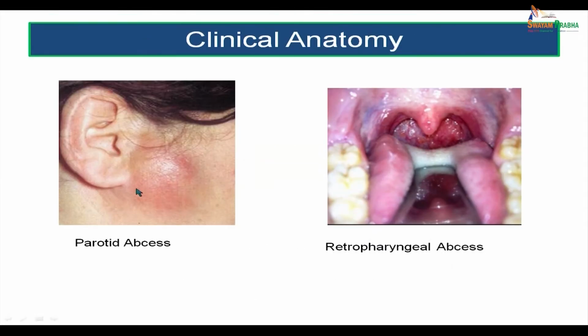In the first picture, you can see a large reddish colored area. This is a parotid abscess. In the second picture, you can see a swelling in the region of the oral cavity called the posterior pharyngeal wall. This is a retropharyngeal abscess. We will be learning about these two conditions and other such conditions based on the anatomy of deep cervical fascia.